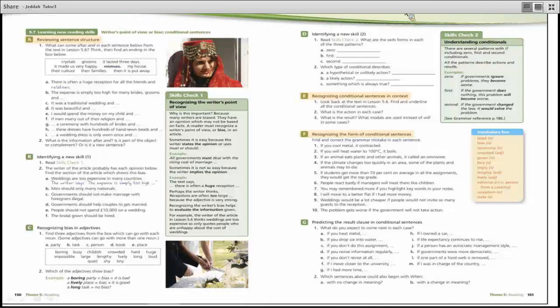So which type of conditional describes a hypothetical or unlikely action? Which of the three, zero, first, or second, which of them describes a hypothetical or unlikely action?